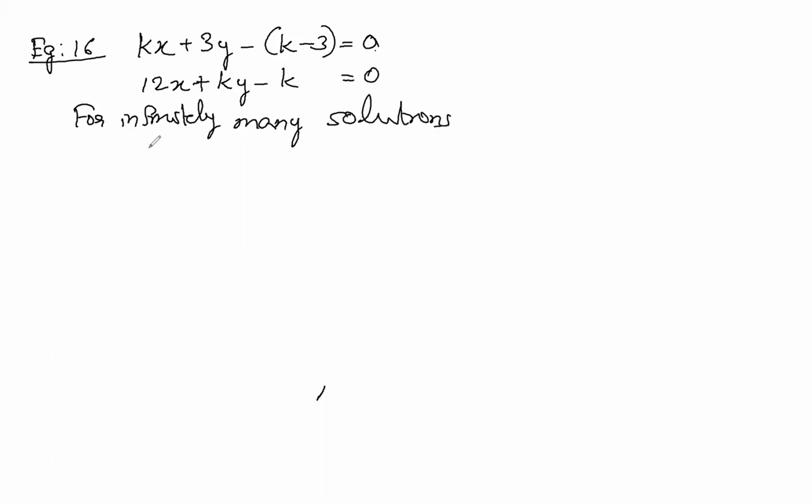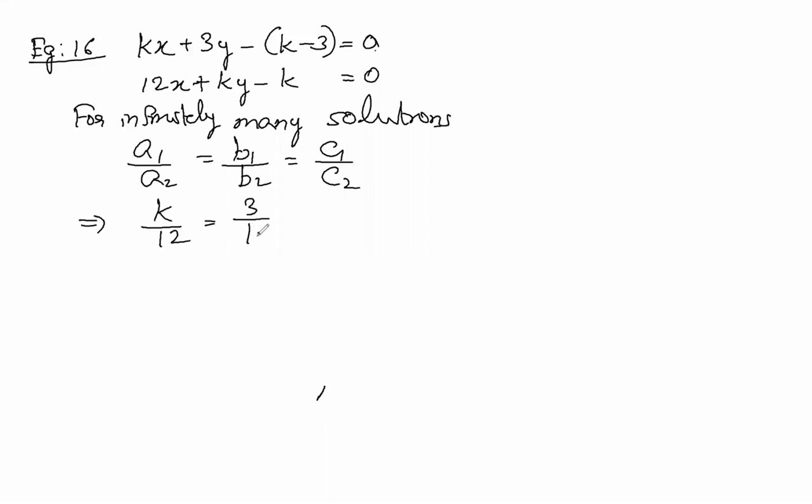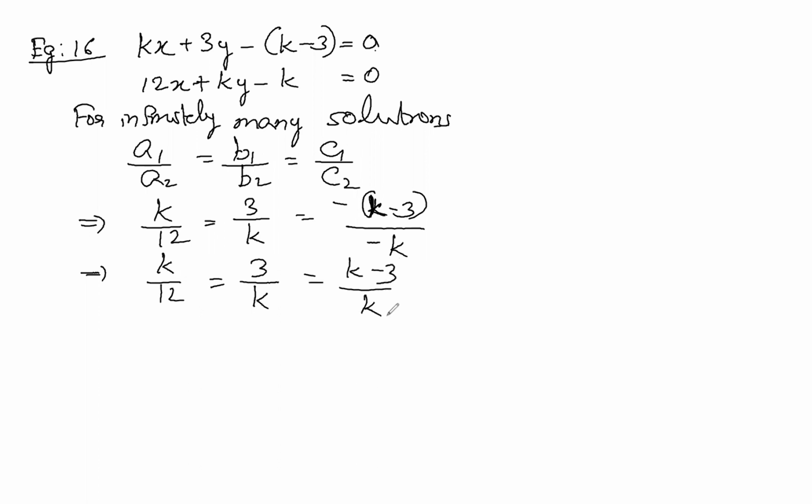A1 by A2 is equal to B1 by B2, which is equal to C1 by C2. That means K by 12 is equal to 3 by K is equal to minus of K minus 3 upon minus K. Is it clear this writing? I just substituted A1 by A2, B1 by B2, C1 by C2, which means K by 12 is equal to 3 by K equal to K minus 3 by K, as the minus signs cancel.